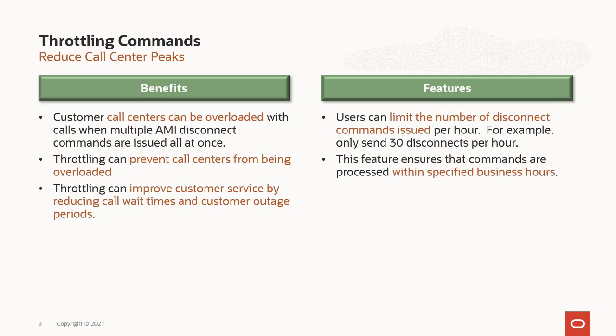So the idea is you spread that load out, and users will typically set this up by hour. I want to do so many per hour, and this allows customers to do this. They can take off a lunch period, or they can set the number of records they want to throttle. If you have a heavier crew at certain times of the day, you can have more than other times of the day. But this is going to help prevent call centers from being overloaded, and it's going to improve customer service by reducing call wait times and customer outage periods. I think this is going to help a lot of people.